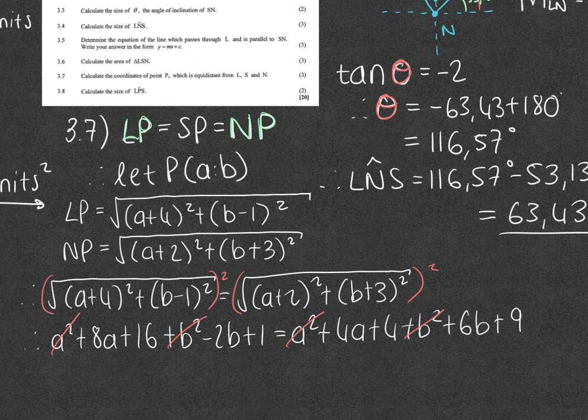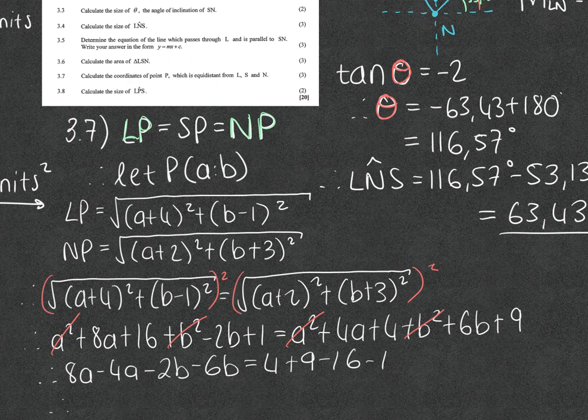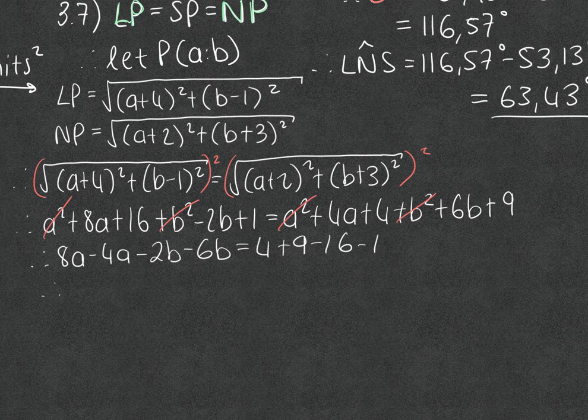So we've got, therefore, 8A minus 4A minus 2B minus 6B equals 4 plus 9 minus 16 minus 1. Then we're going to say 4A minus 8B equals 4 plus 9 is 13, minus 16 is minus 3, minus 1 is minus 4. And that is your first equation. Nothing hard about that, but you can see that this is going to be lengthy, it's just more tedious. We're going to continue with this.